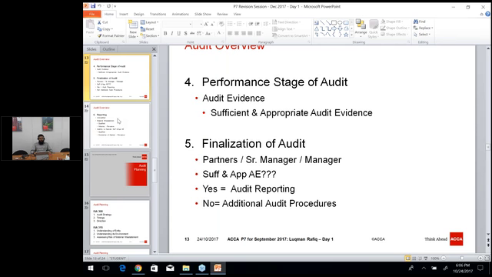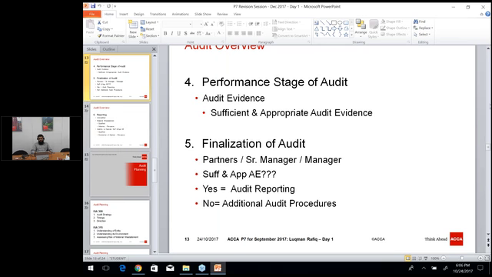And what does the performance stage involve? The performance stage involves that you perform the audit procedures and gather the audit evidence. The objective is to gather sufficient and appropriate audit evidence, and then we discussed the finalization of the audit.